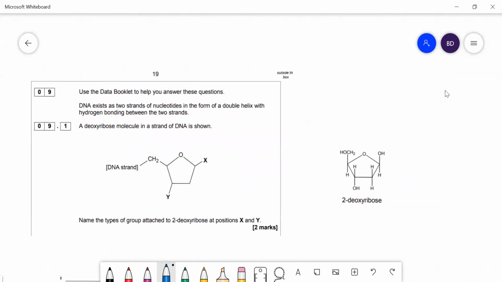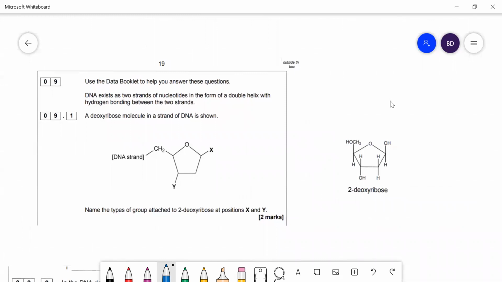Right. Now this is a biochemistry question. Use the data booklet to help you answer these questions. Okay, DNA exists as 2 long strands of nucleotides in the form of a double helix. A deoxyribose molecule in a strand of DNA is shown. Name the types of groups attached to the deoxyribose at position X and Y. Well, you've really just got to know this: this is the base, either A, T, G, or C, attached to that carbon there. It's probably good to know the numbering. That's carbon number 1, 2, 3, 4, and 5. Now, what is attached to 5 and 3 in DNA are phosphate groups, but it's only asking us about 3 at Y, so the answer there is we have a phosphate group.